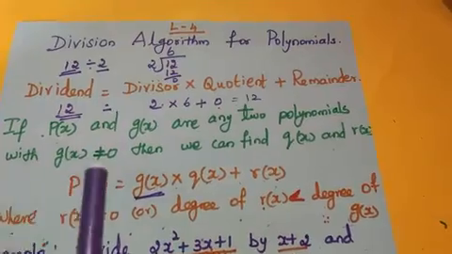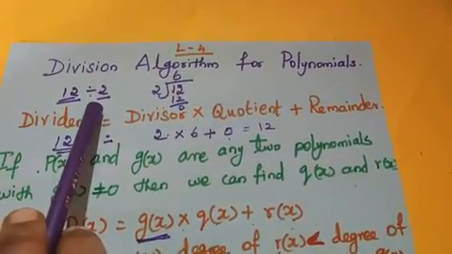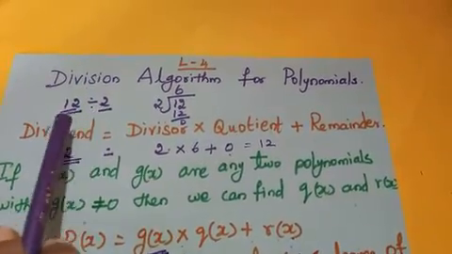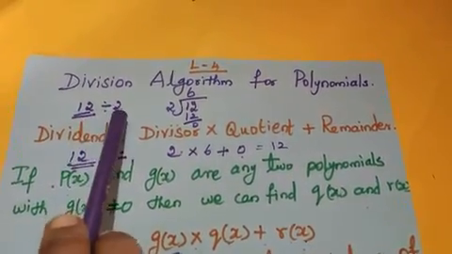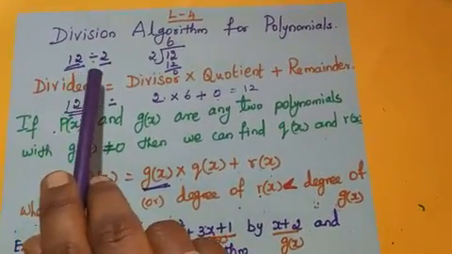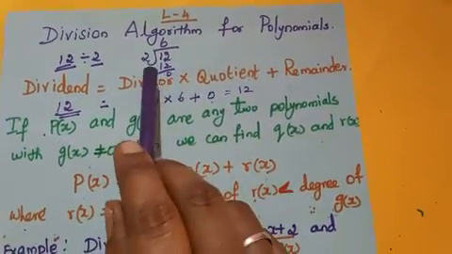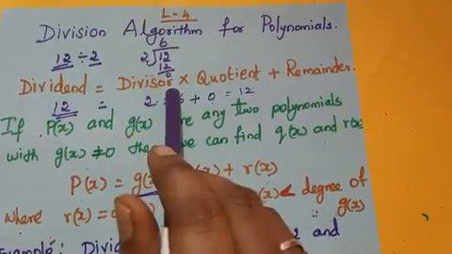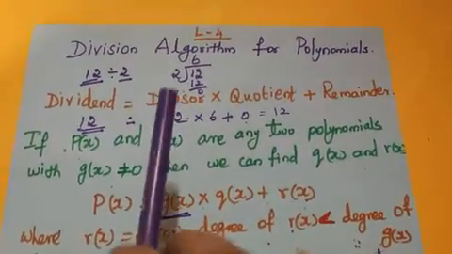I will explain it with a simple number so that you can easily understand. Take 12 divided by 2. 12 is the given number, that is the dividend, and 2 is the divisor. So what happens when we divide 12 by 2? It becomes 6, since 6 twos are 12. This is normally how we divide.